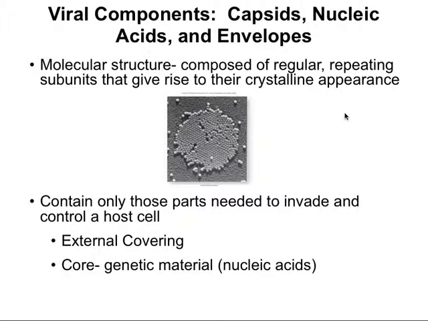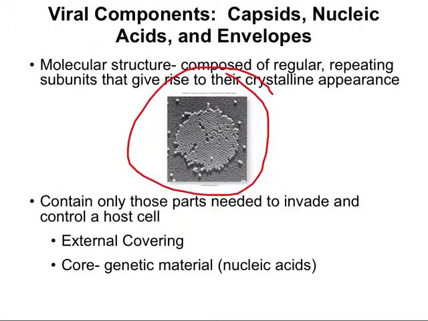As we begin to consider viral components, you'll notice that because viruses don't have the capacity to live without the machinery of other cells, they don't need any of that extra stuff inside. So relative to the other microbes that we've observed so far, viruses will seem fairly simple. They're composed of simply capsids, nucleic acids, and envelopes. The molecular structure is composed of regular repeating subunits. This gives rise to the crystalline appearance that you can see here in this figure.